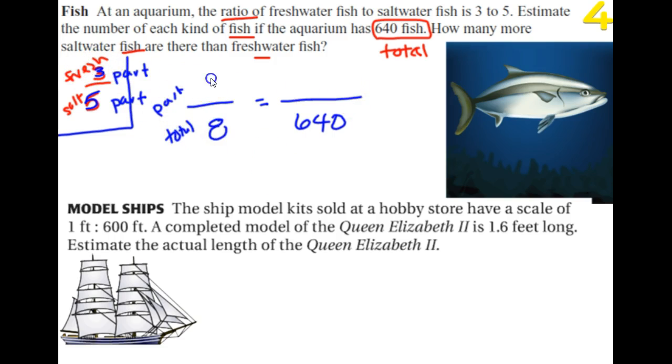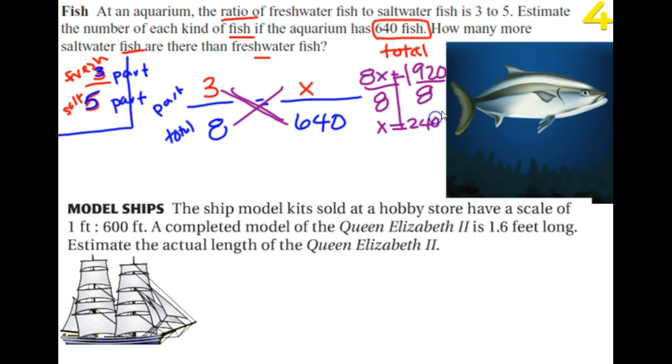I'm going to find first the freshwater fish, so I'm going to use the 3, and figure out how many freshwater fish are there if there's 640 fish total. So we're going to cross multiply. 8 times x is 8x. 3 multiplied by 640, I'm just going to plug that in my calculator. 640 times 3 is 1,920. So I'm going to divide by 8, and we get 240. So that's 240 freshwater fish.